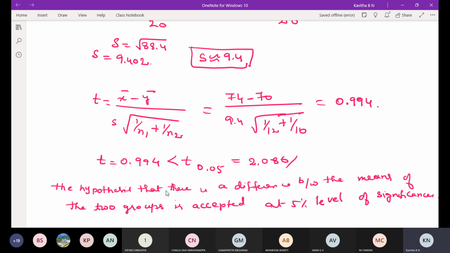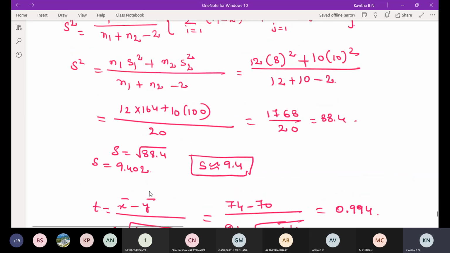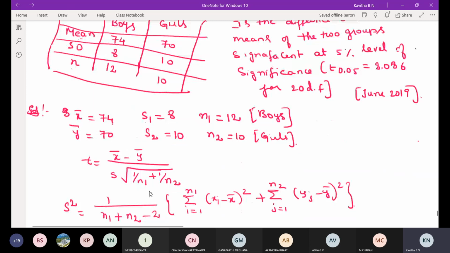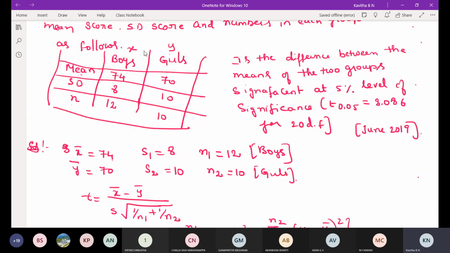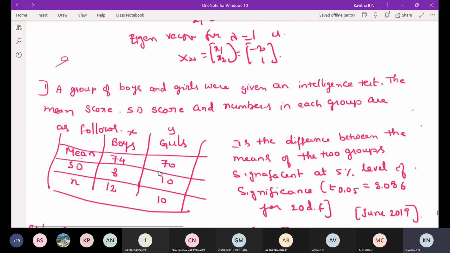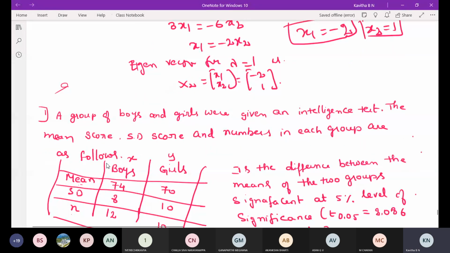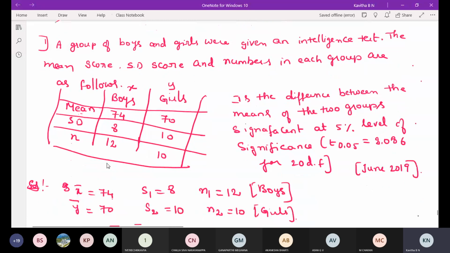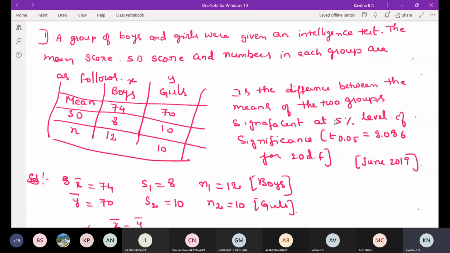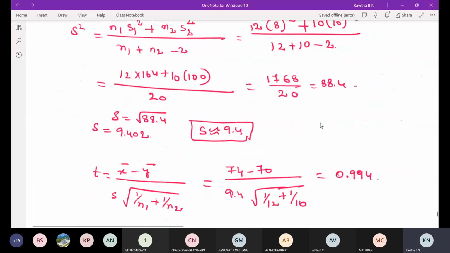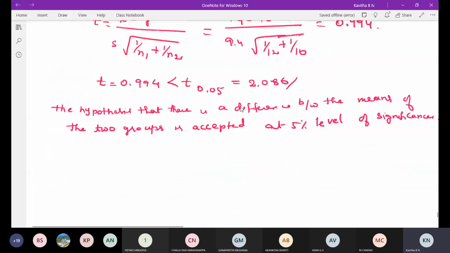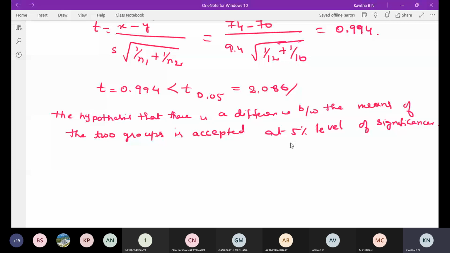Okay. Then here in this problem, observe the variables boys and girls. We are considering the x and y. Mean is given, standard deviation is given, n is given. We have to test the intelligence. So if the difference between the means of the two groups is significant at 5% level, you have to check it. Here it is very less, so it is accepted at 5%. Then write down this problem.